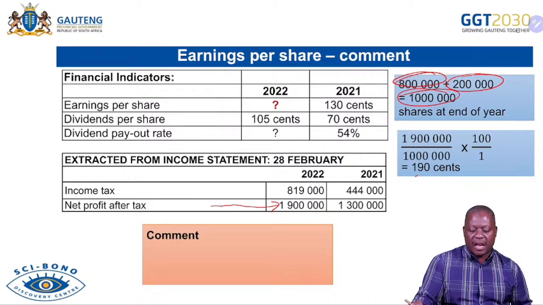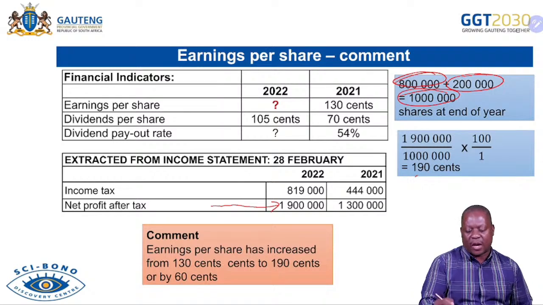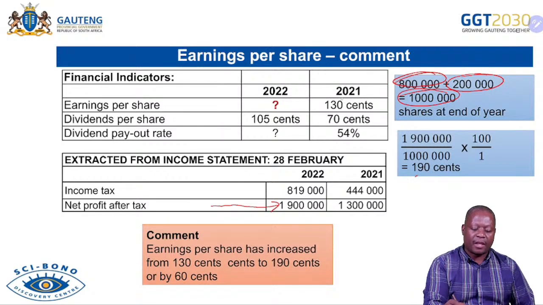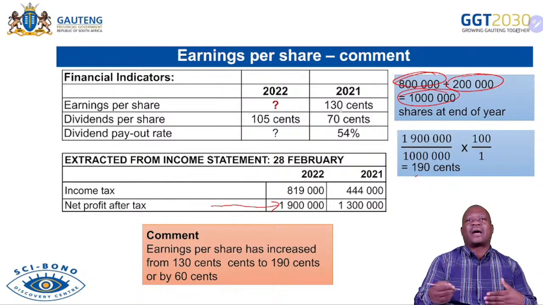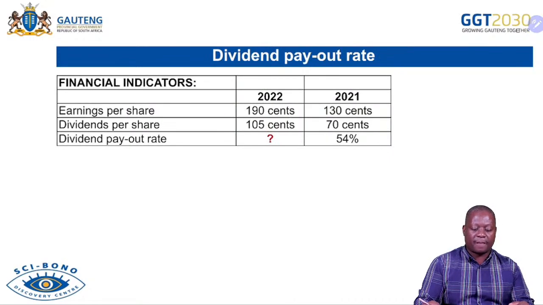Now, it therefore means when we have got our earnings per share, let's comment and look into what happened to our earnings per share. They've increased from 130 to 170. Or you can simply say they increased by 60 cents, which is still making sense.